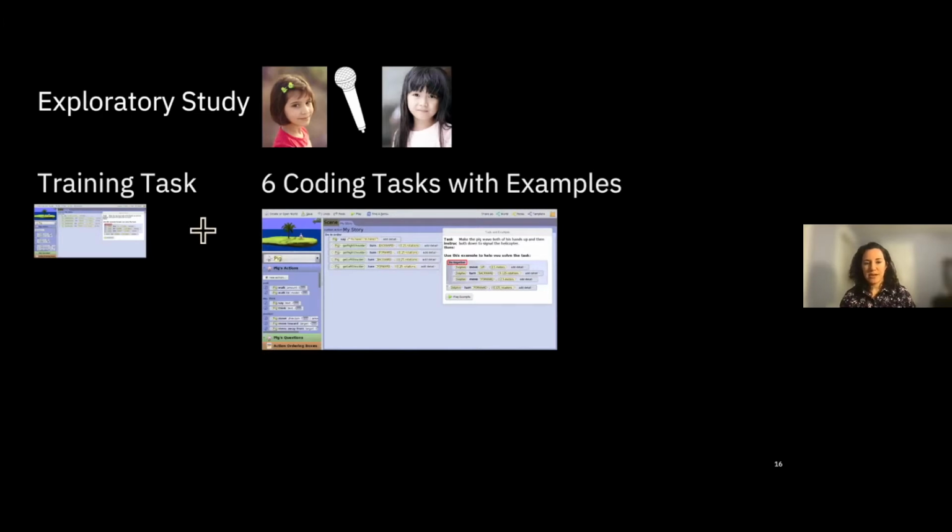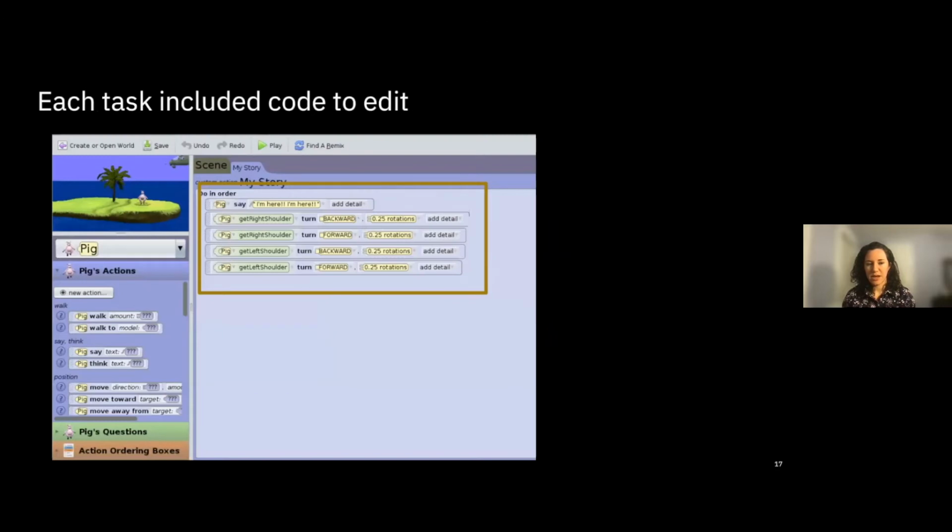So we had a training task where they were getting familiar with the system, and then we had these coding tasks with examples provided alongside of them to see if kids could use these examples to complete tasks.